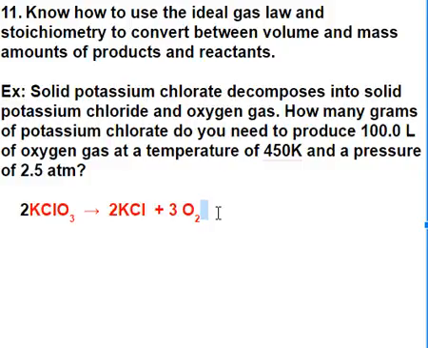So once you have the balanced equation, then you can look at what you actually have. It says how many grams of potassium chlorate do you need? So I'm being asked for grams of potassium chlorate. Now that said this is a solid, so I usually don't care if you pay too much attention to the state, but when you're using the gas laws, it's important that you realize that these two things are both solids. So you can't use the gas laws with solids.